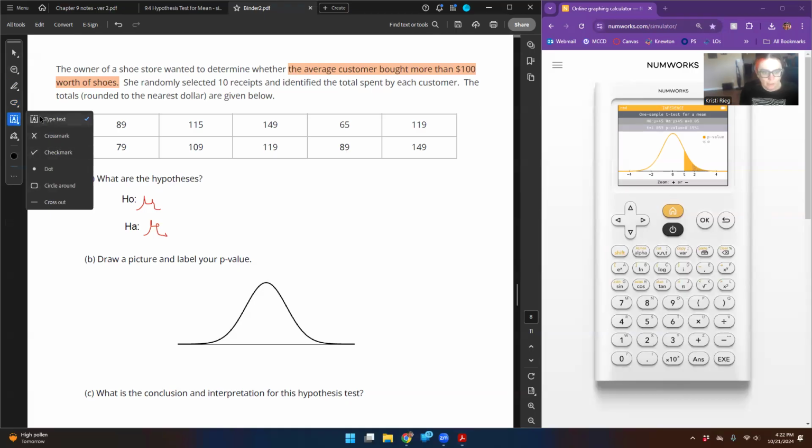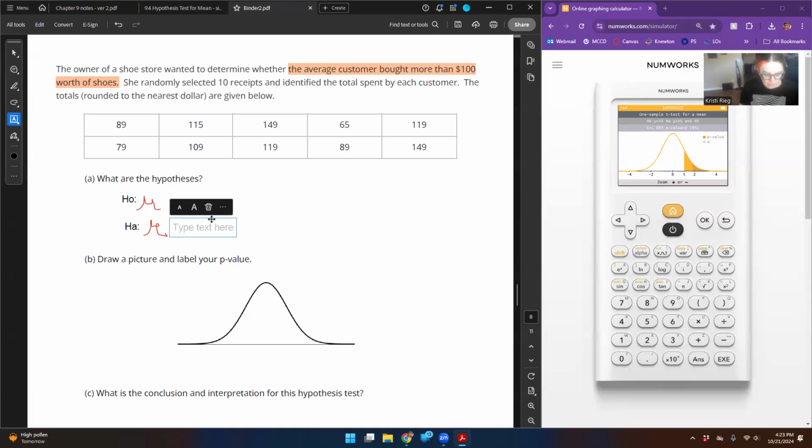All right, so the null says more than 100, greater than 100, which gives our alternative. So our null is equal to 100, closer to my mu. This is greater than, so it is right-tailed. And our alpha is not given.